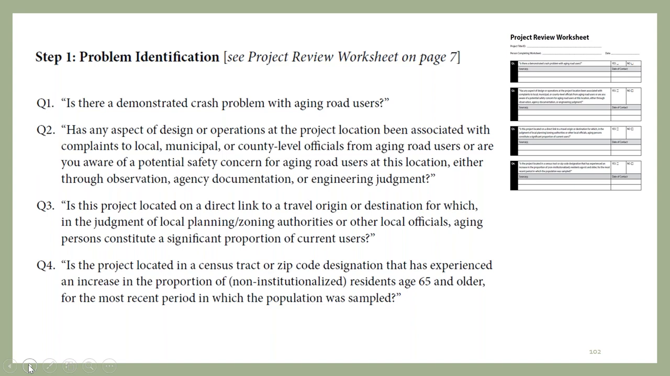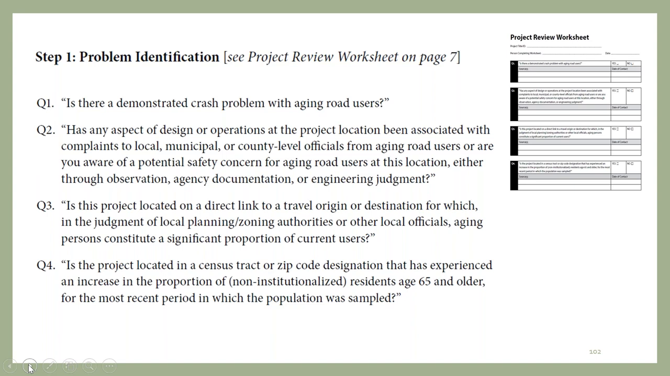The third question is about the location perhaps being on an origin destination link that is more heavily used by aging persons, something like a senior center or a senior living facility. Those are some obvious examples of land uses that might trigger a desire to implement some of these features. And then lastly, is the project located in a census tract or a zip code designation that we know to have a high proportion of older residents?